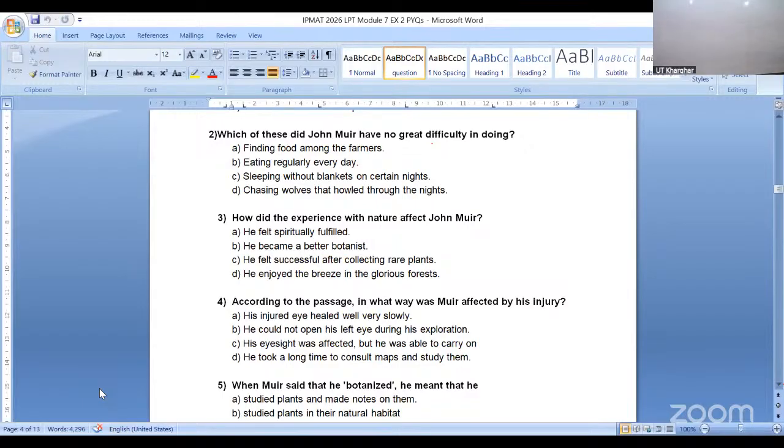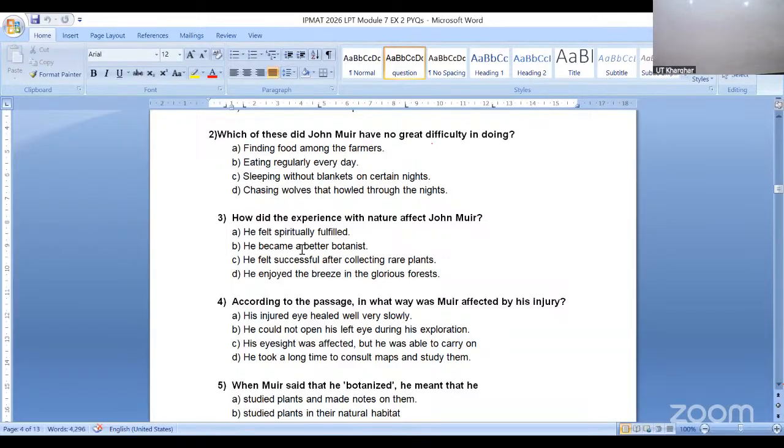Okay, question number 2. Arav, your answer to question number 2? Ma'am, option A: finding food among farmers. Anybody else with question 2? What's your answer to question 2, Vidhi? A. Yes, it is A, because it says which of these did he not have any difficulty doing. If you look at the passage, in the first part it says, I have no great difficulty finding a loaf of bread in the widely scattered clearings of the farmer. So, this is a direct question.